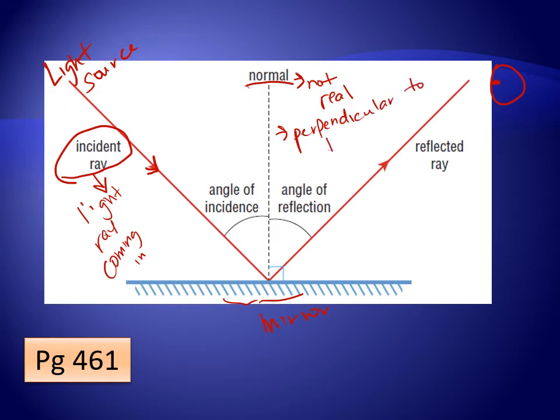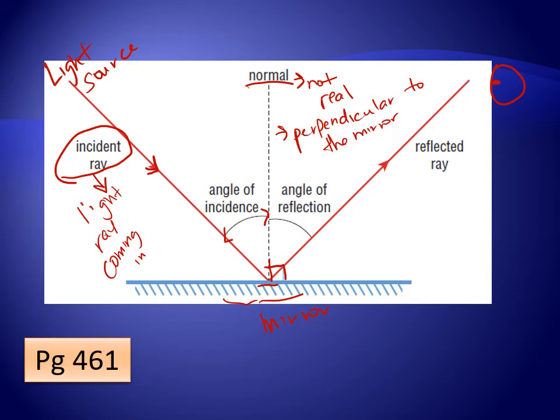So you're always going to have to draw it. And you draw it as a dotted line to show that it doesn't actually exist. Okay, and it's always drawn at a 90-degree angle to the mirror right here. Okay, so the incident ray comes in, it hits the mirror. The angle of incidence is the angle that the incident ray makes between the normal and the incident ray.